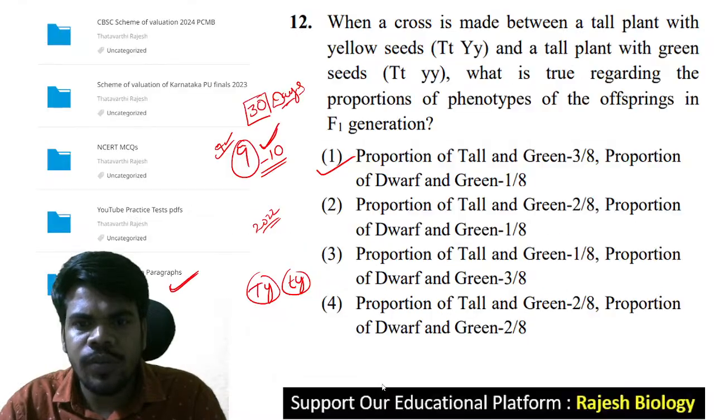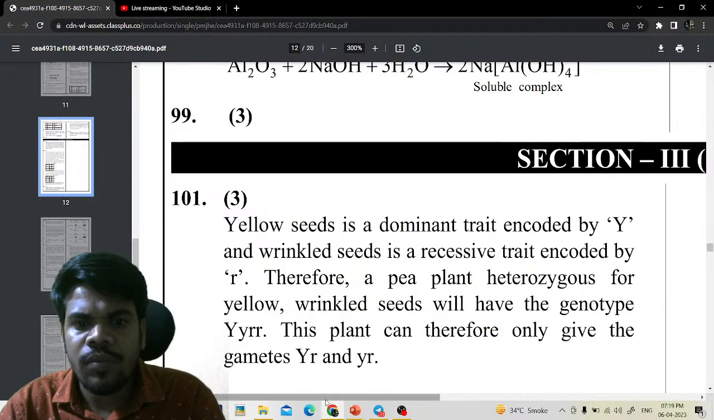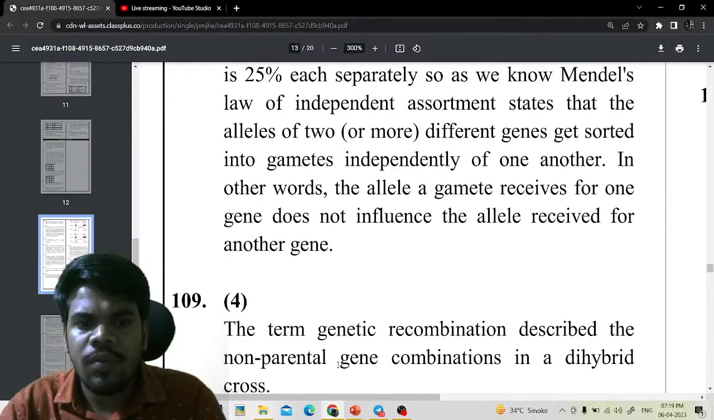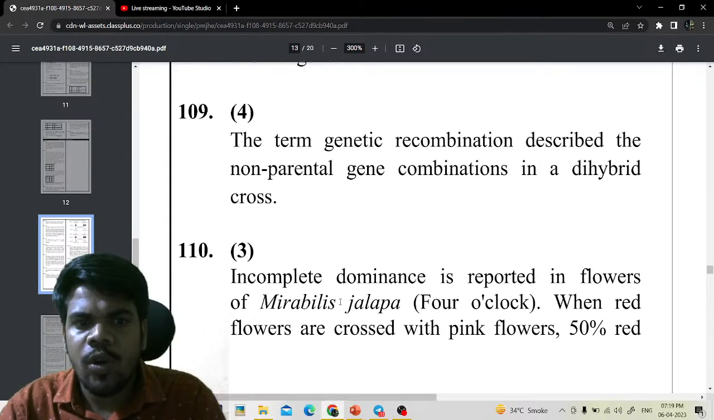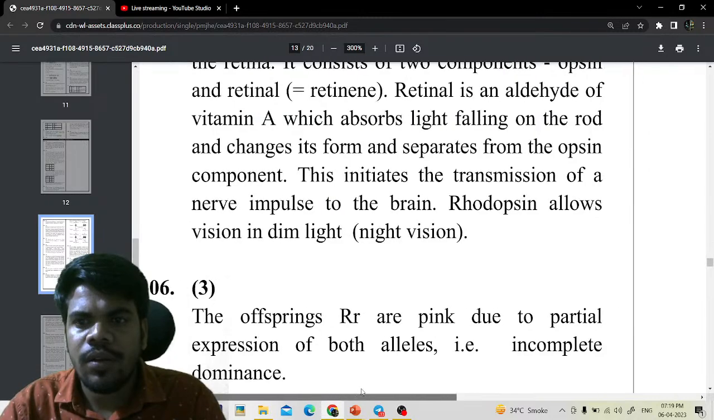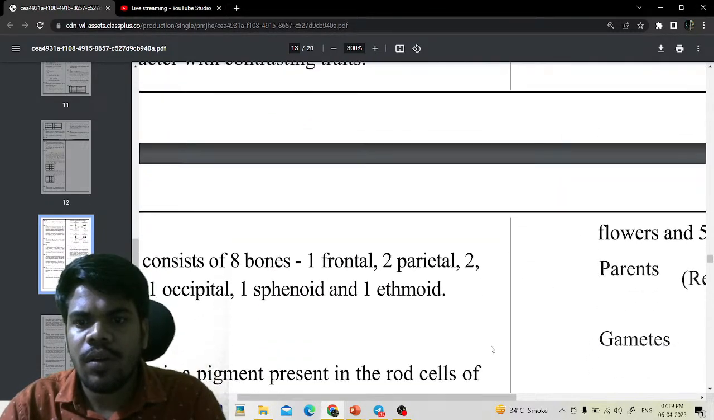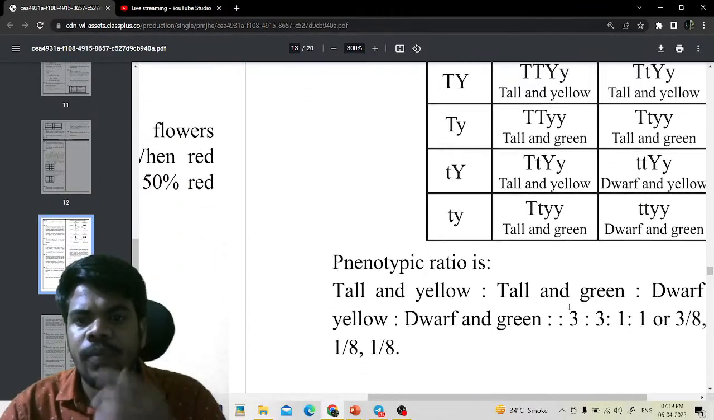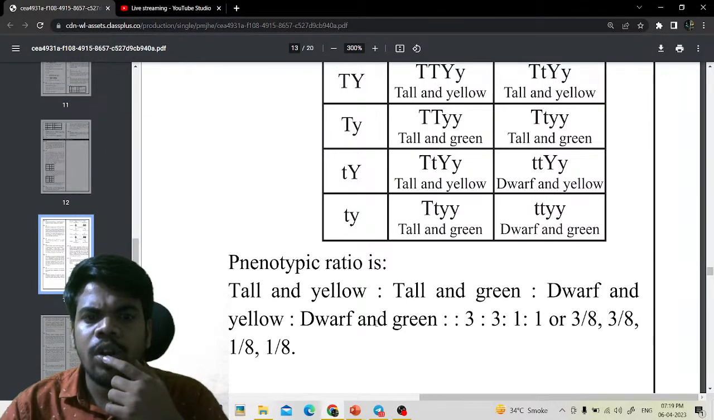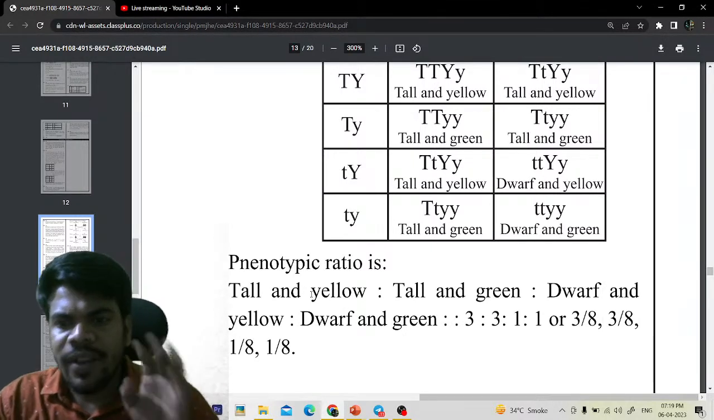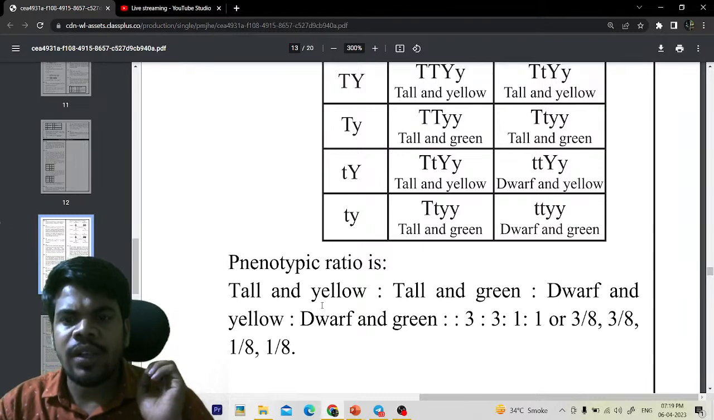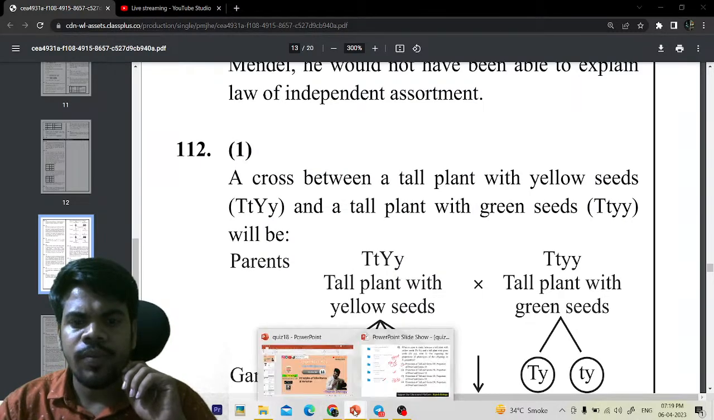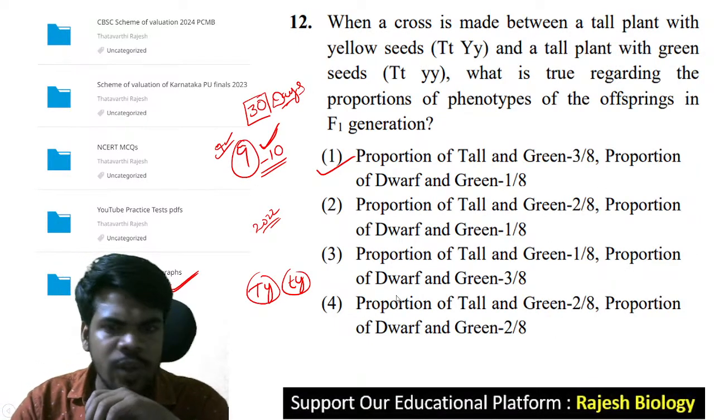The question number is what? 12th question. 12th question means here only it is there. So tall and yellow, tall and green, dwarf and yellow, dwarf and green. The correct answer is answer 1. I'll provide these answers also for you.